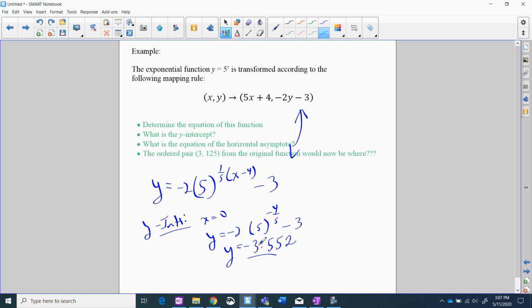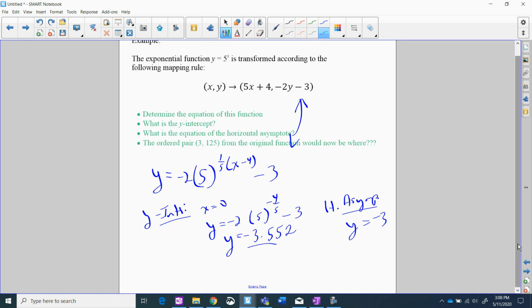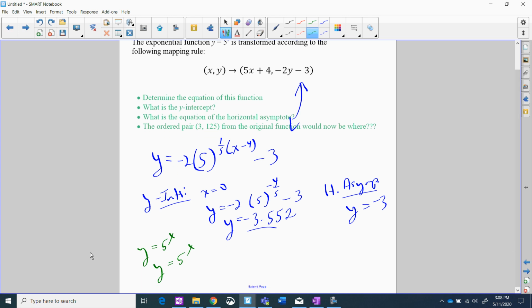What's the equation of the horizontal asymptote? There it is. The horizontal asymptote would be y equals that number, -3. It says the ordered pair 3, 125 is on the original function. And do you agree that that is an ordered pair on the original function? Some of them say, I don't know, where'd that come from? Well, think about it. If x was 3, this is your base function. So if you have y equals 5 to the x, and I said x is 3, well, yeah, 5 to the power of 3 is in fact 125.